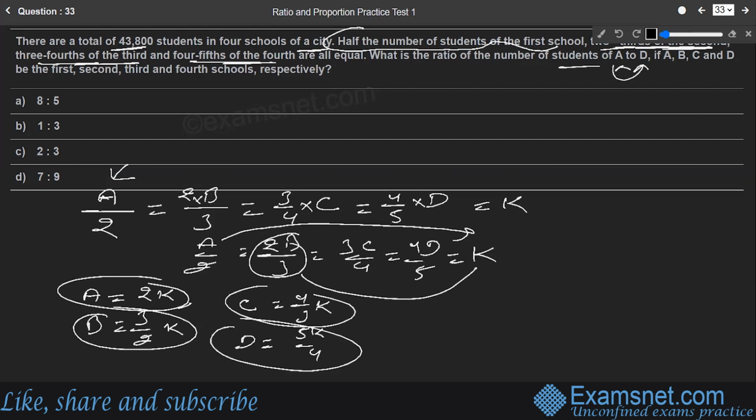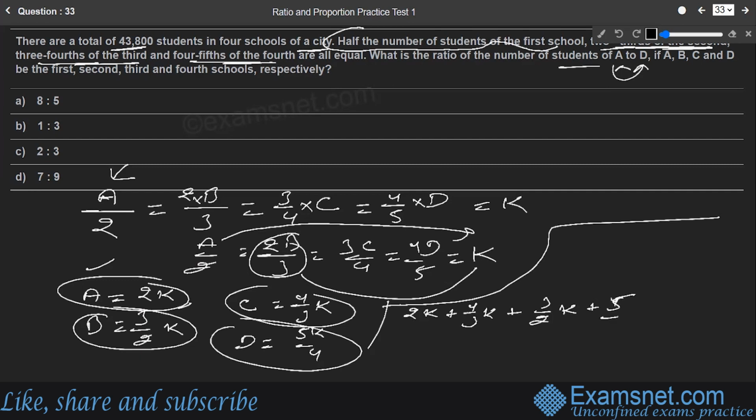So that, as they say the total number of students are 43,800, when I add all the strengths A, B, C and D, I can make it equal to 43,800. So let us do that. The strength of A plus B plus C plus D is equal to 43,800. So 2K plus 4 by 3K plus 3 by 2K plus 5 by 4K is equal to 43,800. This is the ultimate thing: the sum of all has become equal to 43,800.